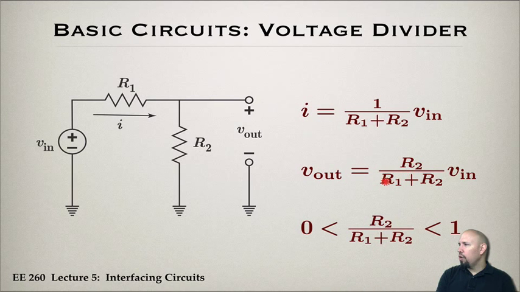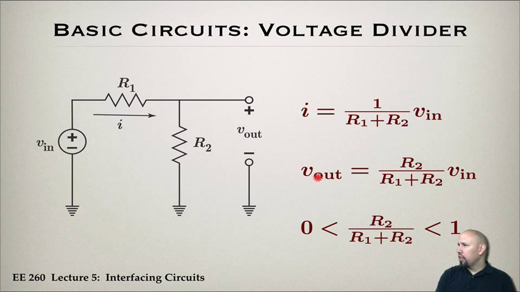Notice I have R2 over R1 plus R2. R1 plus R2 is a number greater than R2, so this whole number is somewhere between 0 and 1. If R2 is very large compared to R1, then R2 plus R1 is practically just R2, in which case we get something almost 1. If R2 is very small, then this number has something small over something, so it can be close to 0. So if R2 is small, we get something small. If R2 is large, we get something close to 1. And I can get anywhere in between.